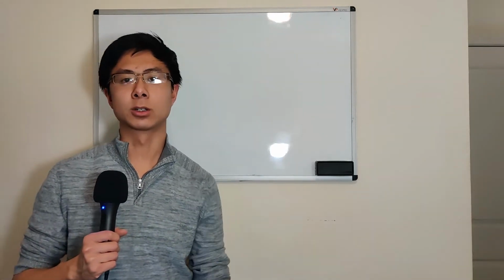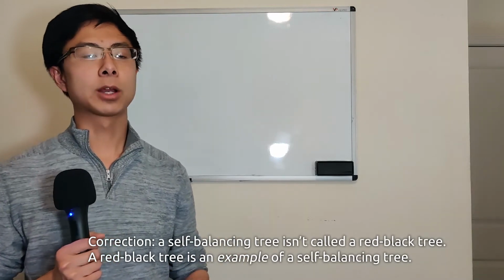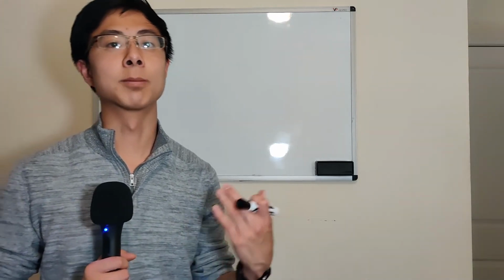And, you know, these trees are called red-black trees. There's also AVL trees. I'm not going to cover them in this video. I'll probably make a video on AVL trees in the future, but I just wanted to let you guys know there are trees that can actually balance themselves and take care of the unbalanced issue.